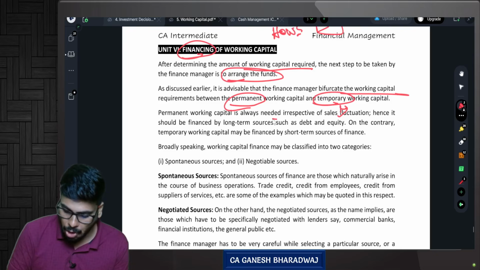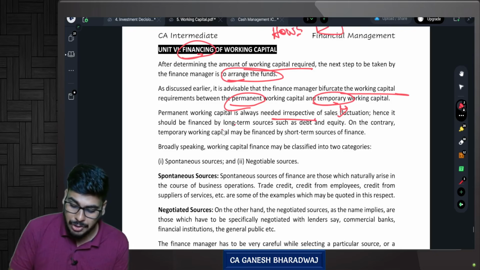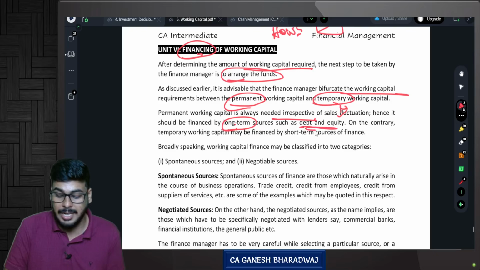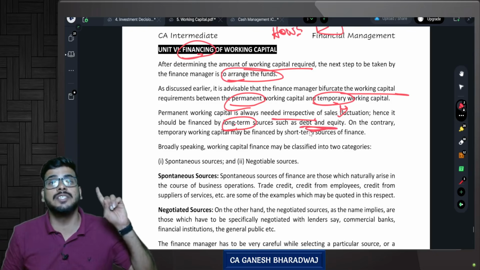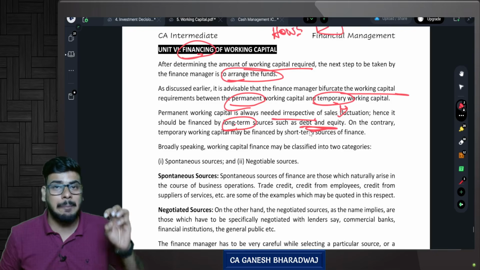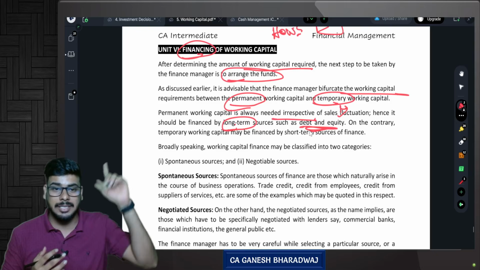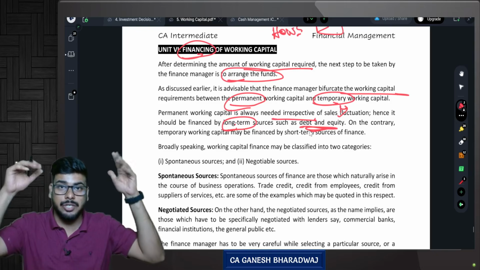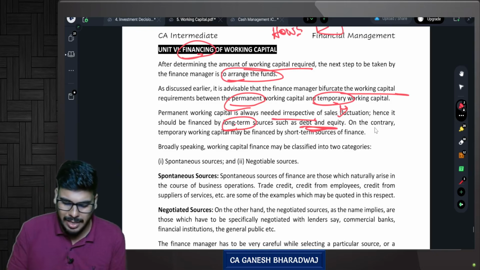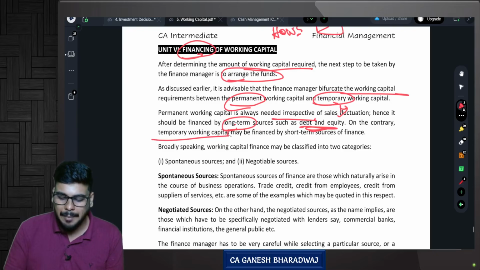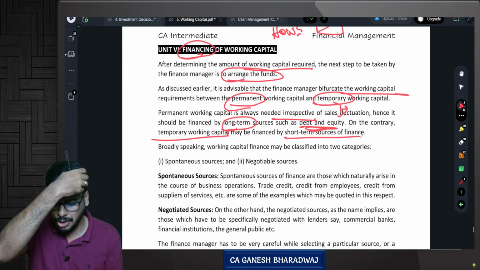Permanent working capital is always needed. Hence, it should be financed through long-term sources such as debt and equity. Are you clear with this? This is where I said your working capital finance is not a short-term finance. It is a long-term source of finance that needs to be arranged. So you can also arrange it through your debt and equity channel. On the contrary, temporary working capital may be arranged through some short-term sources of finance.